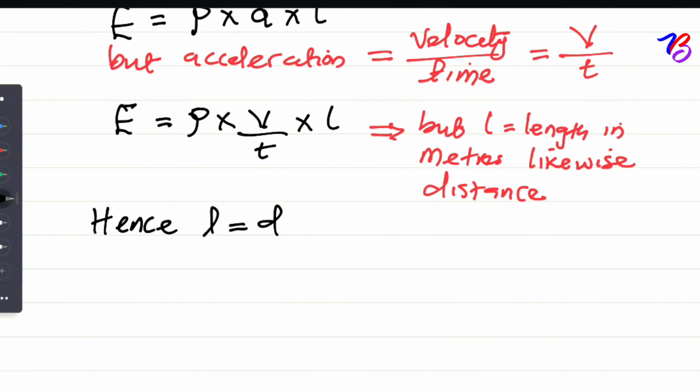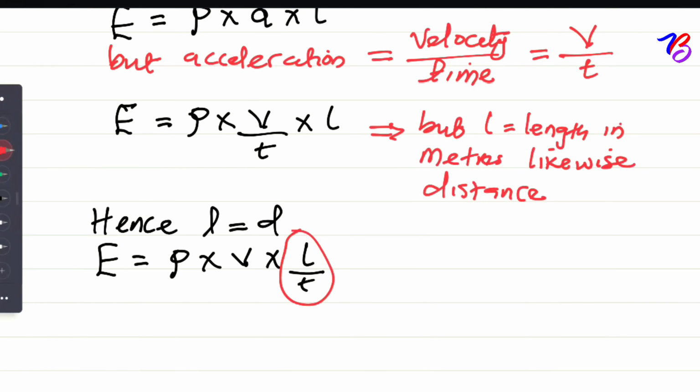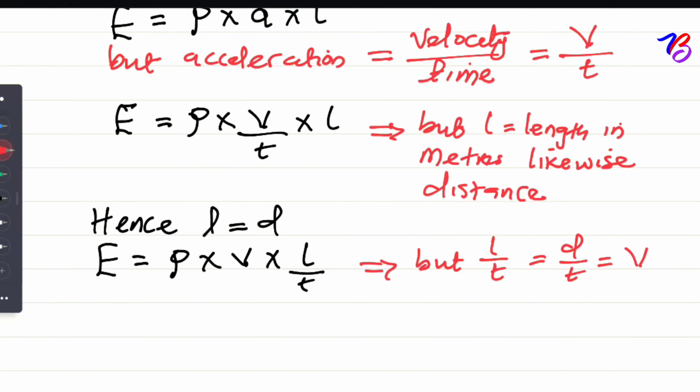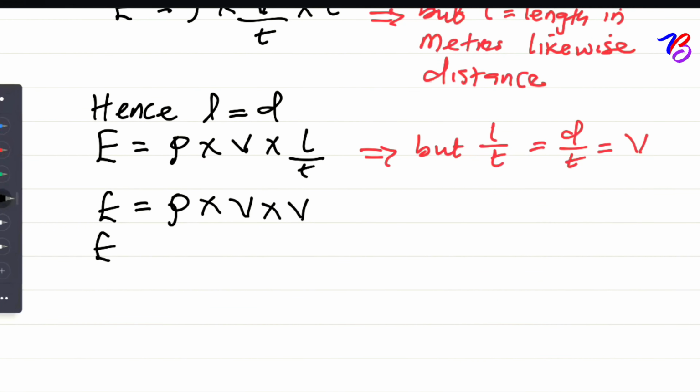Let's proceed. So that Young modulus E is equal to density multiplied by velocity multiplied by, let's isolate now, L over T. But note that L is distance, so L over T is equal to V. I hope you are following, because the formula for velocity is distance over time. So we'll substitute: E is equal to density multiplied by velocity multiplied by velocity, so that E is equal to density multiplied by velocity squared.